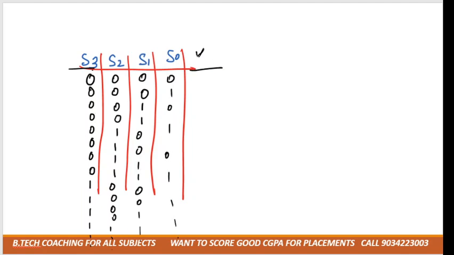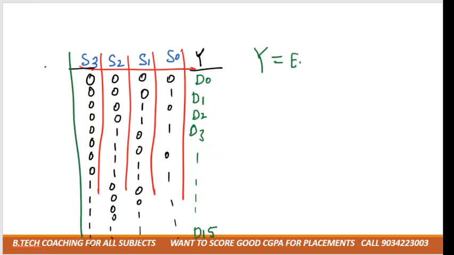Now, what is the output? For the first case, the output would be D0, then D1, then D2, then D3, and it goes up to D15, right? Clear? So we have to draw the expression from this, that is Y equals E multiplied by the terms. Here one more input is there, that is the enable pin. I told you the enable pin should always be 1, then only we'll get the output.